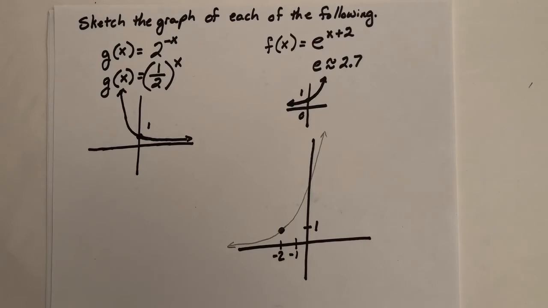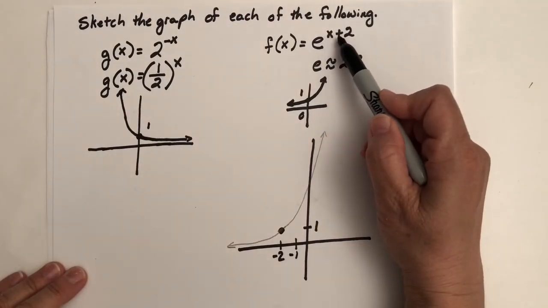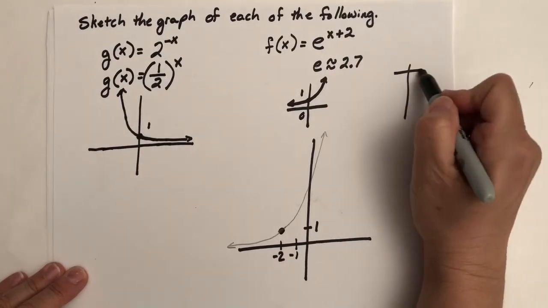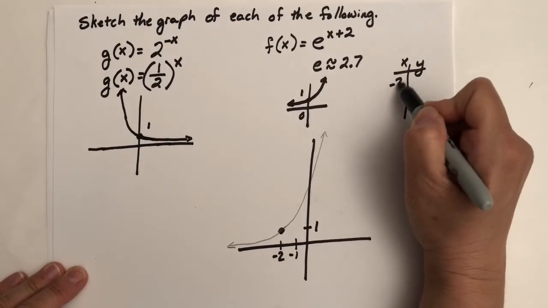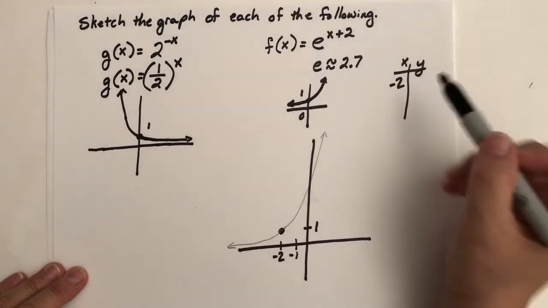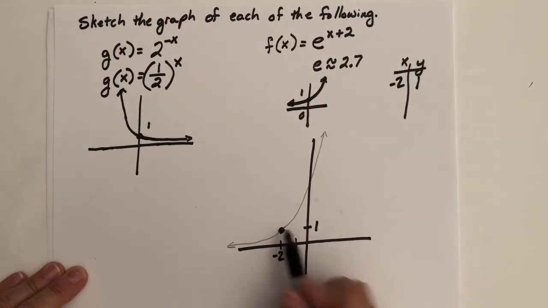Notice if you substitute in -2 into the function, you would have -2 plus 2, that is 0. And here's what I'm saying. We're putting in -2. -2 plus 2 is 0. E to the 0 power is 1. And here's how we get that point.